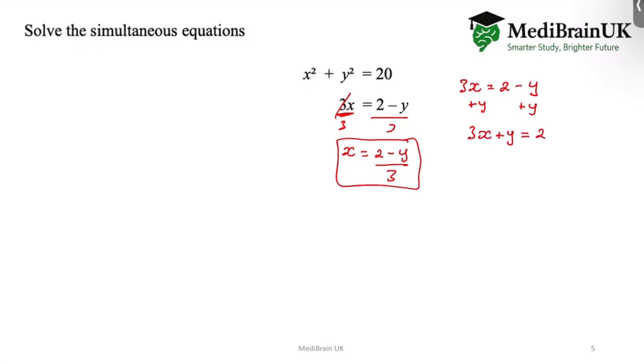And let's get rid of this 3x and move it to the other side. At the moment it's adding, so let's subtract 3x from both sides. And that's going to get you y equals 2 minus 3x. Now you have y the subject of the formula.